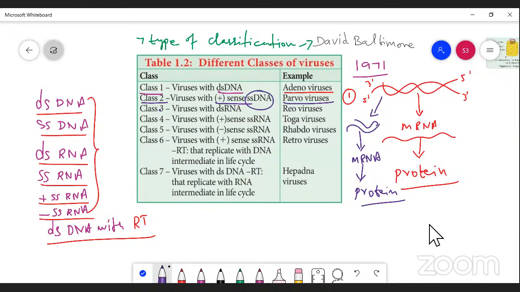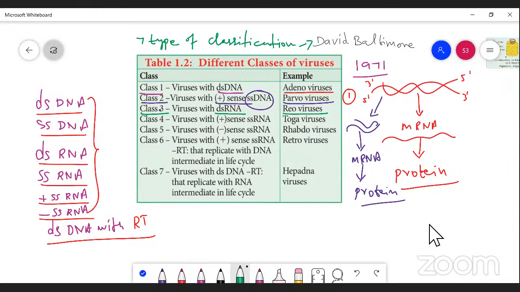So, very, very important, one more question. Where is the presence of only a single strand of DNA? This single strand of DNA is found only in parvoviruses. The third one, class 3: viruses with a double strand of RNA. Viruses with a double strand of RNA, for example, reoviruses.